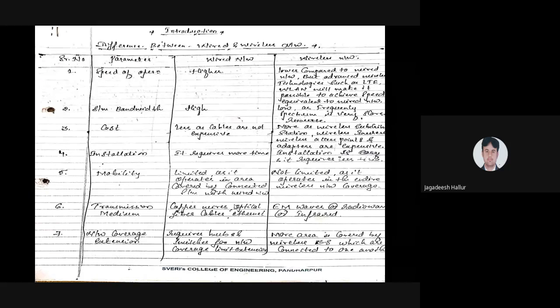Mobility. Mobility is nothing but seamless connectivity. There is no disconnection of the call. Mobility means that whatever the area is, it has to be covered. In wired, that is fixed, and wired is for shorter distance communication. So seamless connectivity is limited.